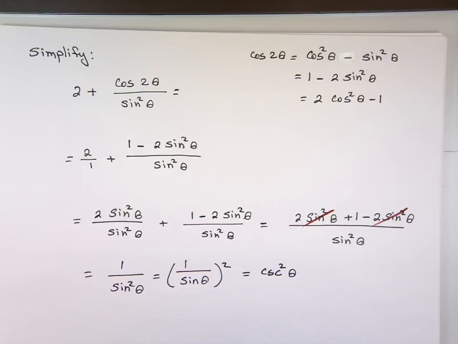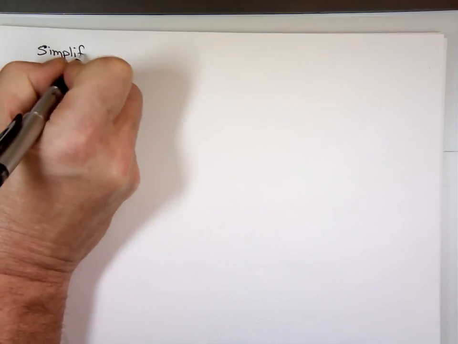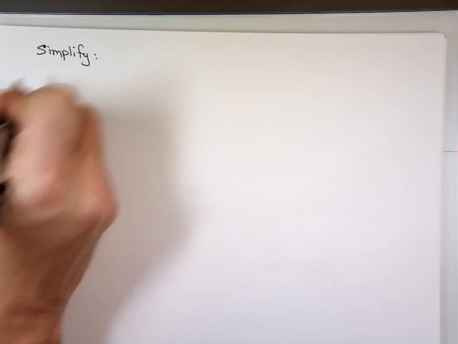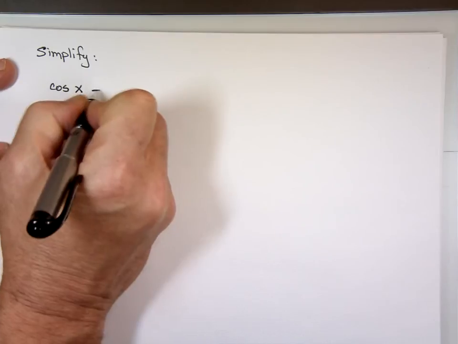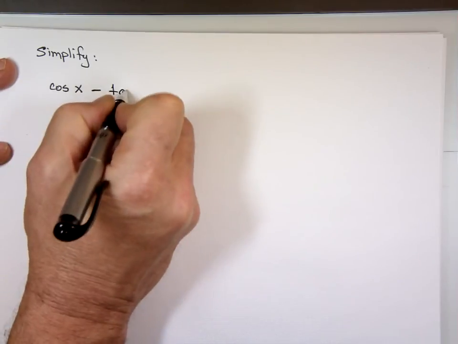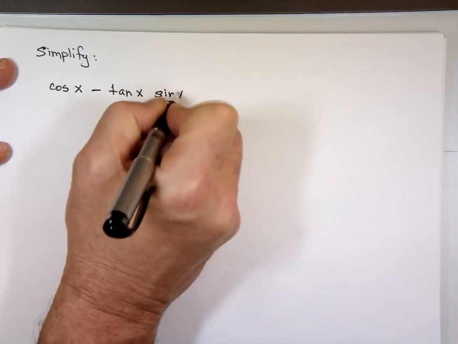I'll try one more. What time is it now? 35. Simplify. I'll combine this section with the previous stuff. This is cosine of x minus tangent x sine of x, all of that divided by secant x.